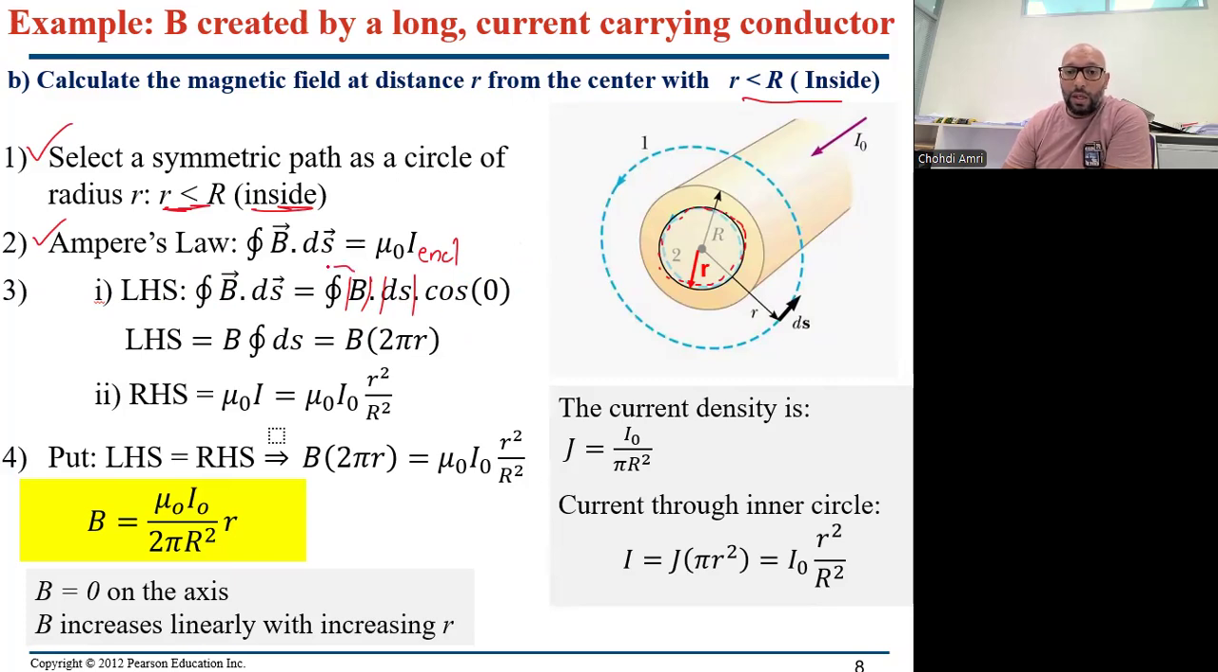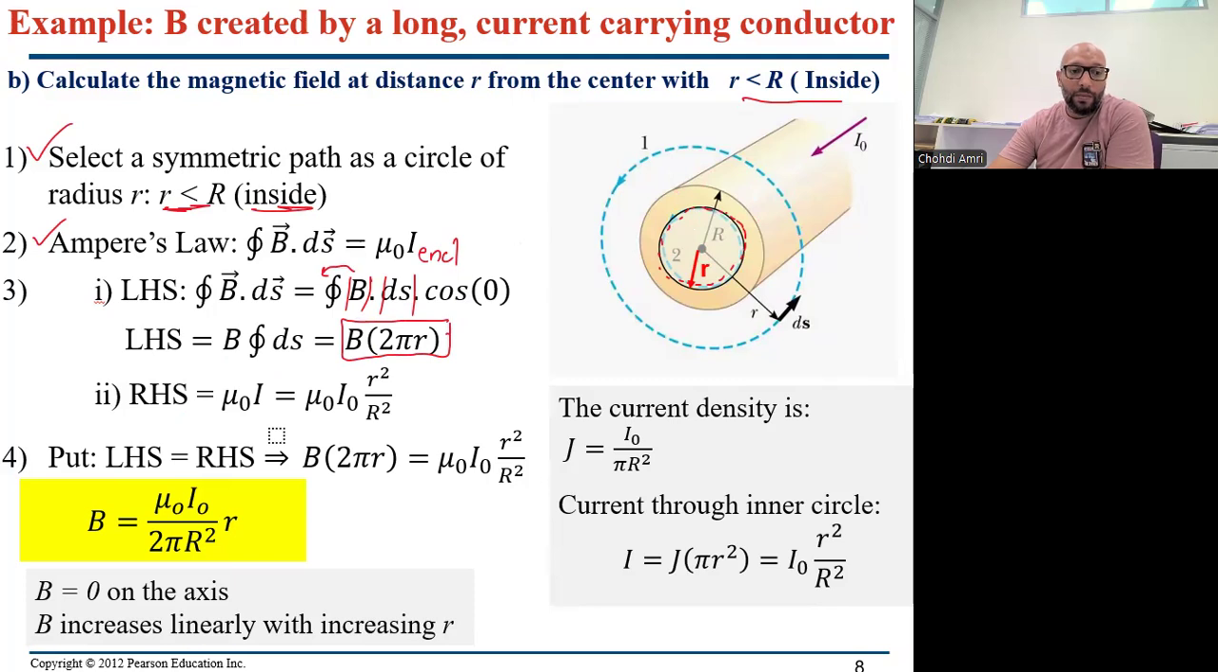And then B is constant as long as we are on the symmetric path. So we can write B out of the line integral. The line integral of ds is going to be 2 pi r, and this is the left-hand side. Now for the right-hand side. Here we are not enclosing the total current, but we are enclosing an amount of the current.